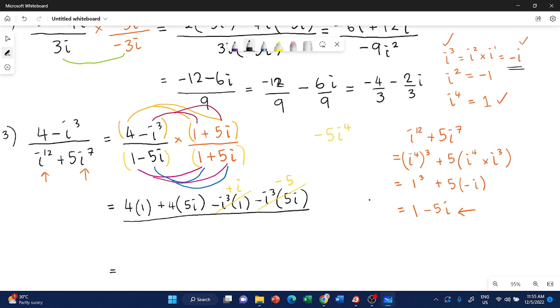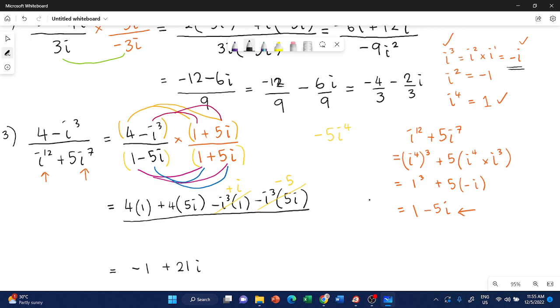Okay, so then we have to simplify. 4 with negative 5, that means 4 minus 5 is negative 1. Then the terms containing i only, which is 20i. So the middle one, we simplify 20i plus 1i, right? So we get 21i. Okay, so this is just the upper part.